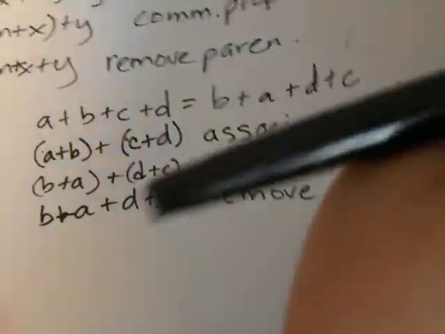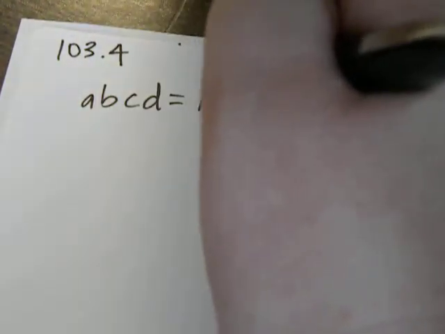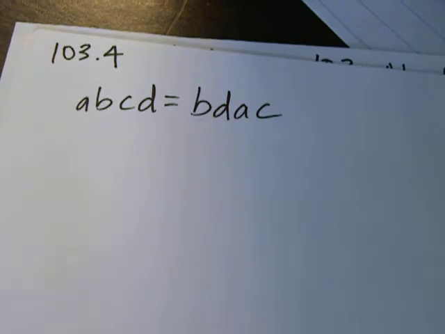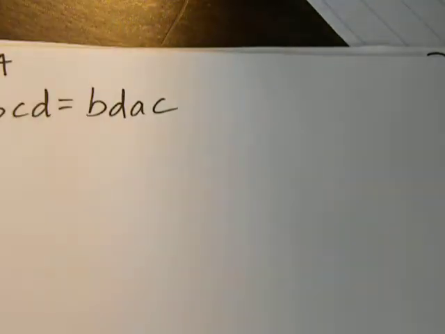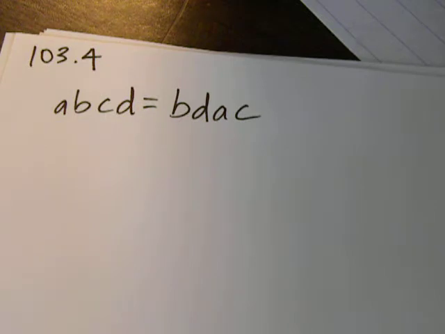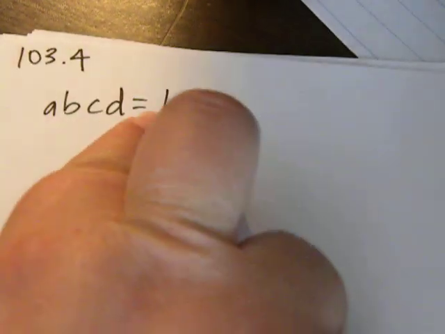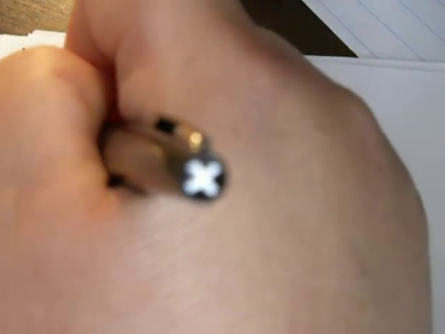Okay, now let's do example 103.4. Okay, 103.4 says A, B, C, and D represent unspecified real numbers. We want to prove that A, B, C, D is equal to B, D, A, C. So we've got to figure out how we're going to move that around. So the very first thing we do is we just start grouping. So I know I have to get B before the A, so I'll start with that and group AB.